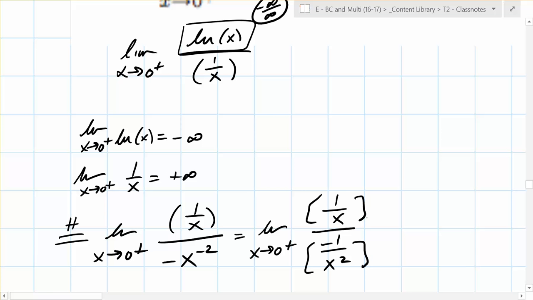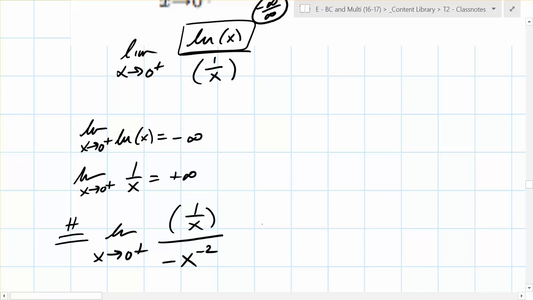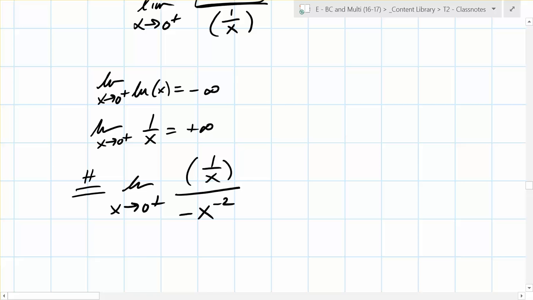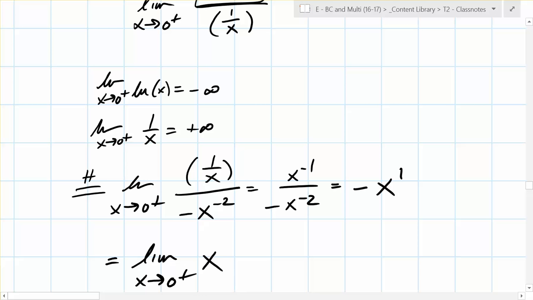Is there something we can do to this first though, everybody? Yes. So in addition, you can't forget, look for simplification. So what is this? This is x to the negative 1 over negative x to the negative 2. What does that simplify to? Negative x to the what? No, negative x to the first power. This is the same thing. I'm not applying L'Hopital's rule, I'm just doing algebra.